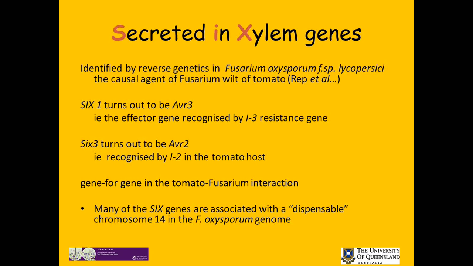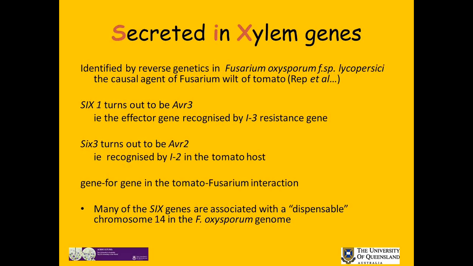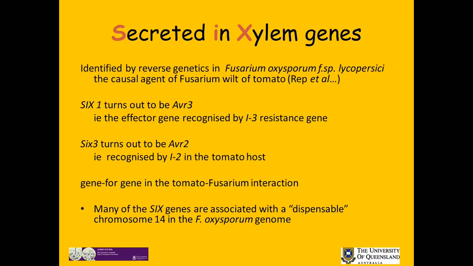So they identified SIX1, 3, and I think it's SIX4 that I haven't mentioned there, initially were involved in those avirulence genes. And it turns out that many of these SIX genes are associated with a dispensable chromosome within the Fusarium oxysporum genome.